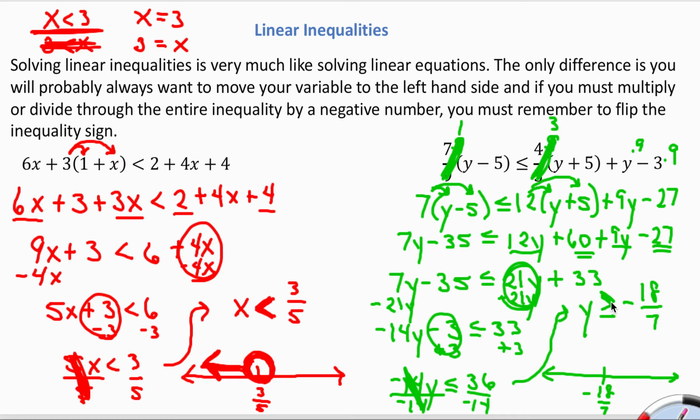Now, to leave your answer on a number line, you put the negative 18 sevenths. Okay, my arrow's going to point this direction, so I'm going to draw an arrow in this direction. And because I have the equal part, I didn't have it over here, but I do have the equal part here, I'm going to make that a solid circle. Okay, so exact same steps as solving an equation, except don't forget if you divide by a negative, you flip the sign, right? And be sure you put all your variables on the left-hand side.